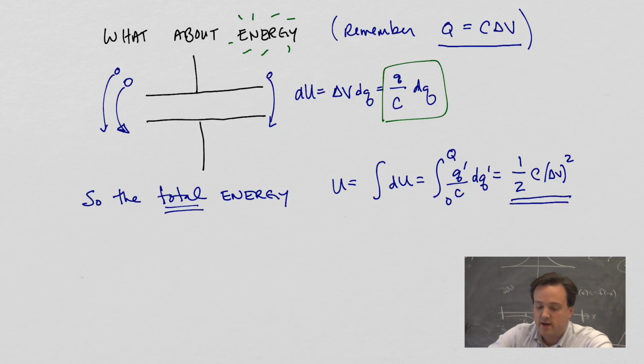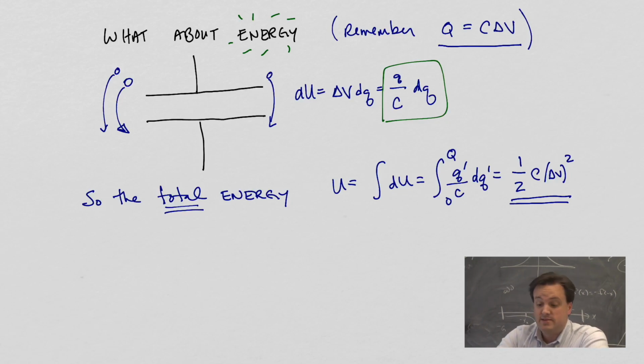So I can then integrate this to find the total energy, which is just going to be the integral of dU, which is the integral of q prime over C dq prime from 0 to the total charge built up on the capacitor, which is 1/2 C delta V squared, when again I've used the identity that the charge Q is equal to the capacitance times delta V. And what's interesting about this particular expression is that now I have a delta V squared built into my expression for how much energy there is in the capacitor. And that's pretty surprising.